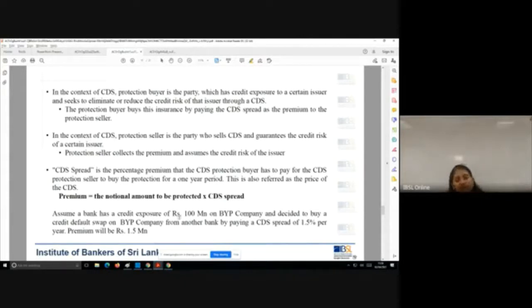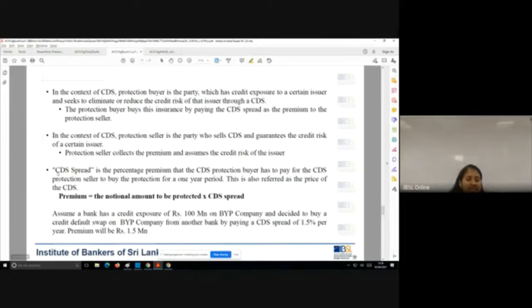In the context of the CDS, you have protection seller. Who is protection seller? They are the ones who issue and sell CDS. They issue and sell the CDS and guarantee the credit risk of a certain issuer. Let's say even if the credit risk materializes, they guarantee on behalf of the issuer. Even if something like that happens, we will compensate. So throughout this effective time, this protection seller will collect the premium and assume the credit risk.